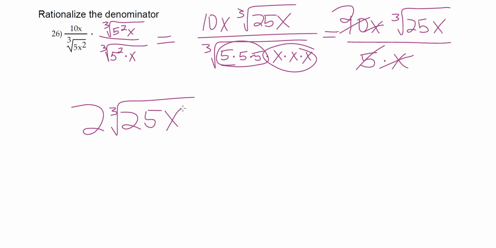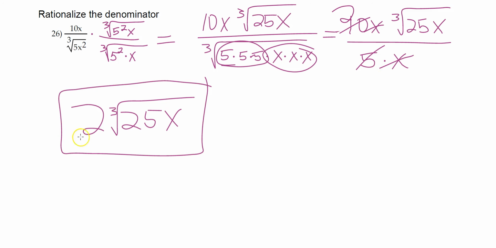It isn't even a denominator anymore. Now the goal isn't to get rid of the denominator. The goal is to rationalize the denominator. And 5x is rational. It ended up simplifying, and now it's actually over 1, and 1 is rational. So either way, we've rationalized the denominator.